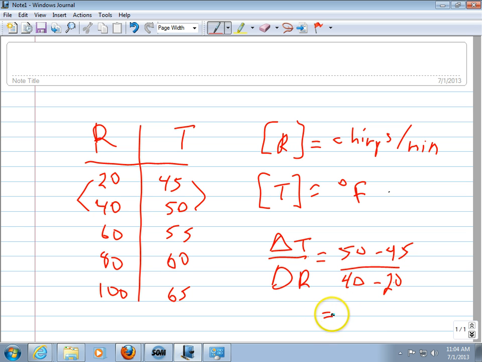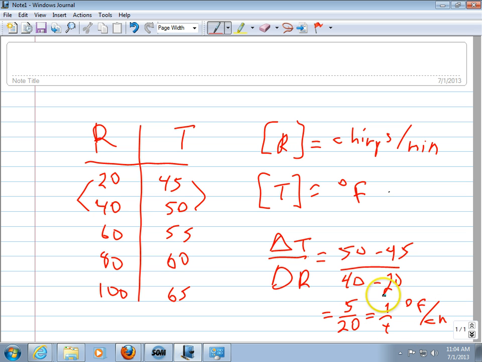Please excuse my awful handwriting. All right, so what's 50 minus 45 you said already? 5. And what's 40 minus 20? 20. And by the way, can you reduce that to what? 1 quarter? Okay. And what are the units? The top is temperature and the bottom is chirp rate. So that would be degrees Fahrenheit per chirp, let's say.